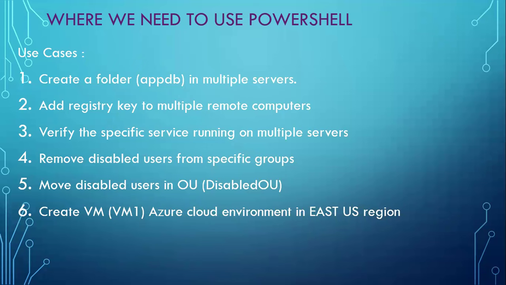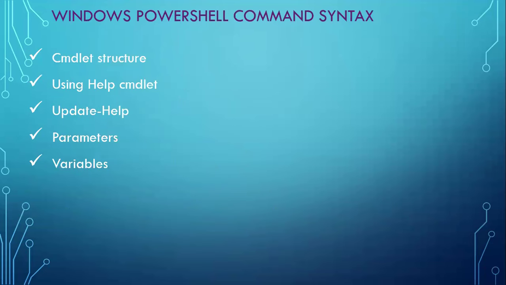If we need to run services on multiple servers, where a service stopped, we need to start it immediately. There is a business impact. Some application service in the production environment was stopped due to an unexpected reboot, so we need to start those services. Again, some activity related to moving disabled users in an OU. These are all use cases where we can implement it. So once you know the fundamentals of PowerShell, you will be able to handle it.